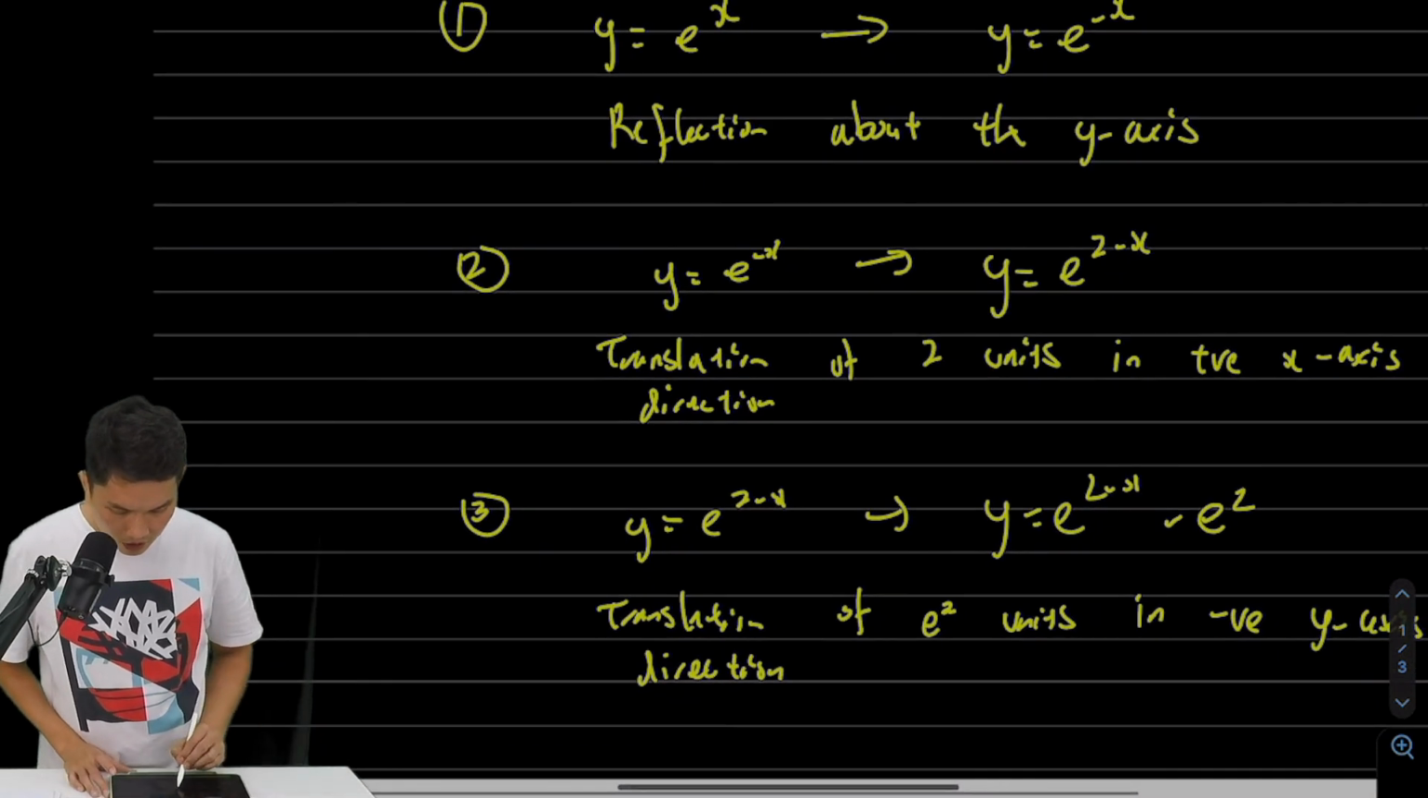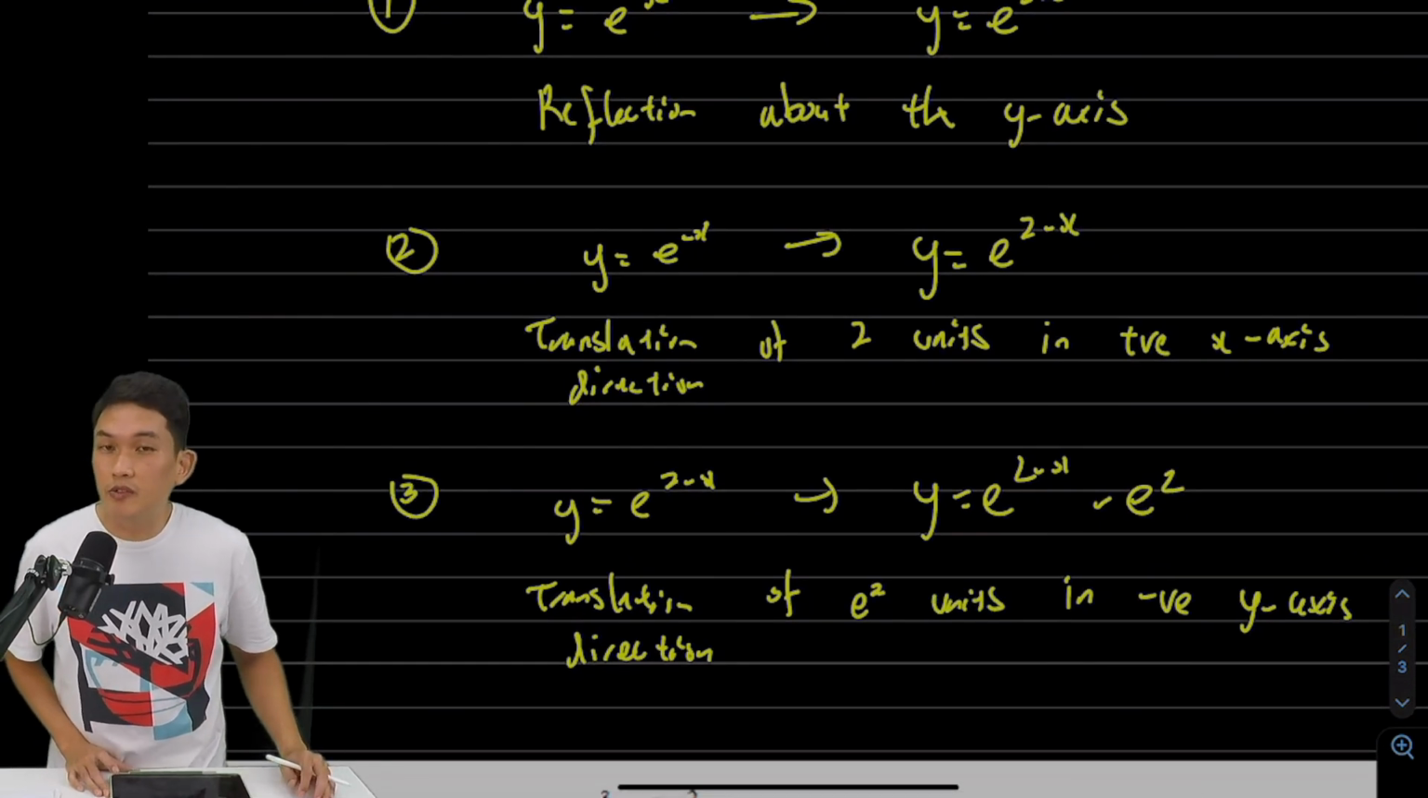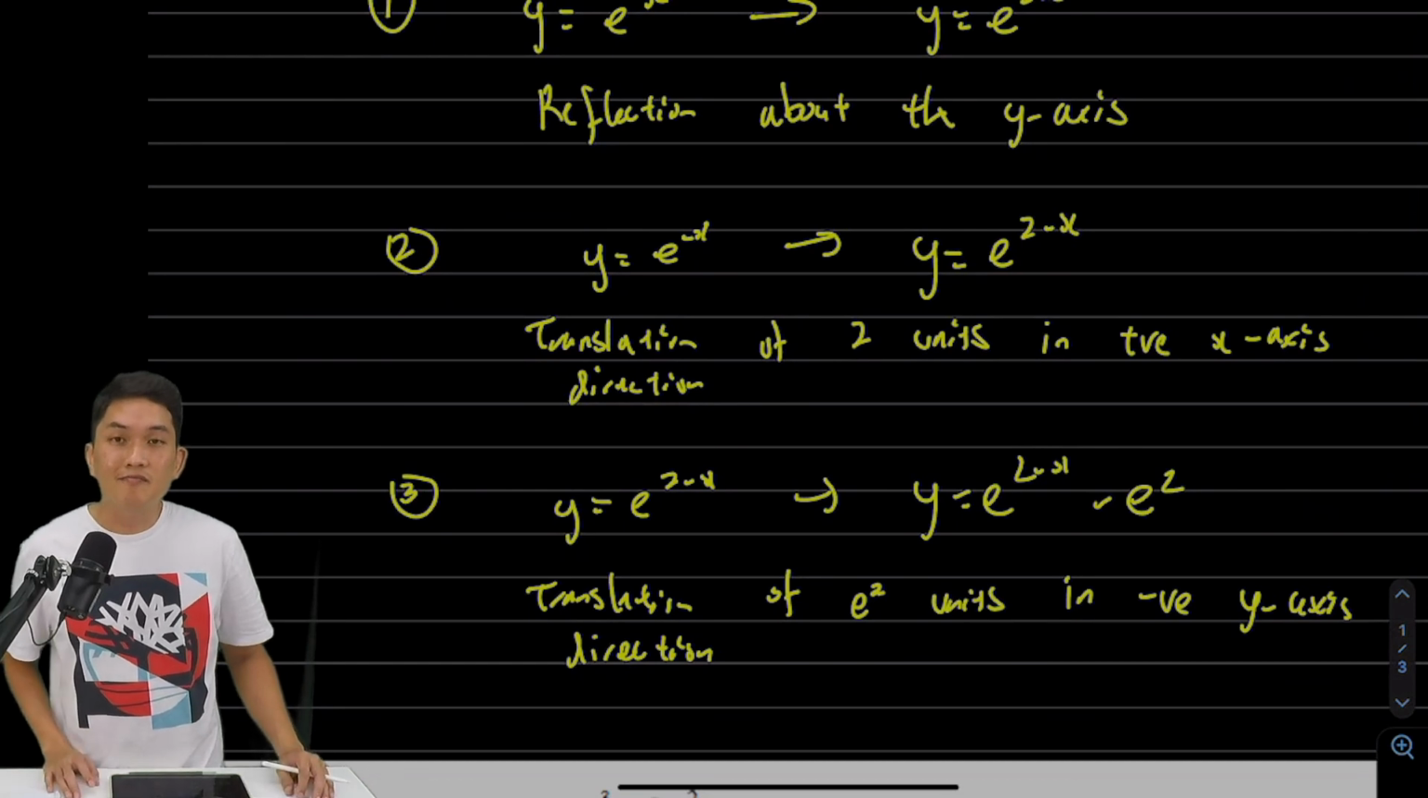And finally, we're going to change this whole thing and add on the constant, -e squared, which is a translation of e squared units in the negative y-axis direction. And that's it. That's question 1.